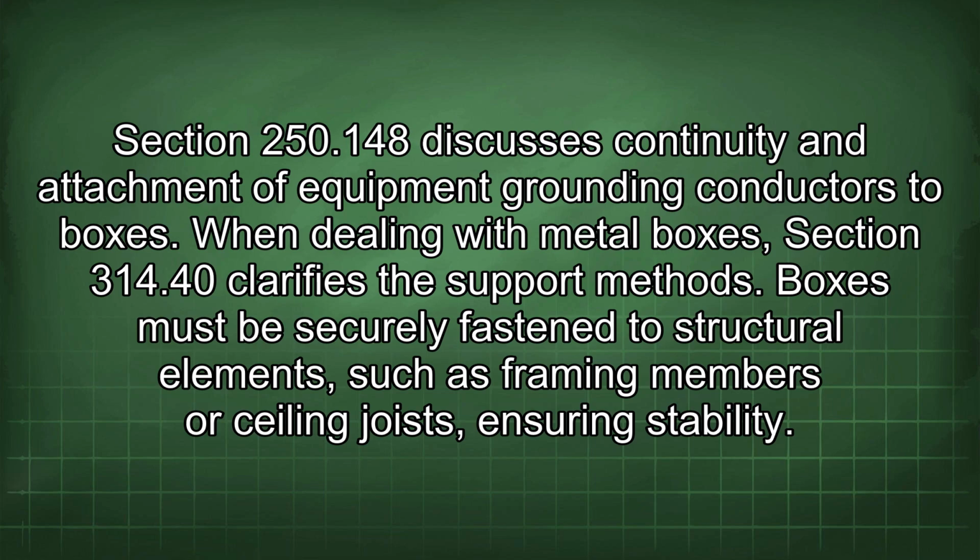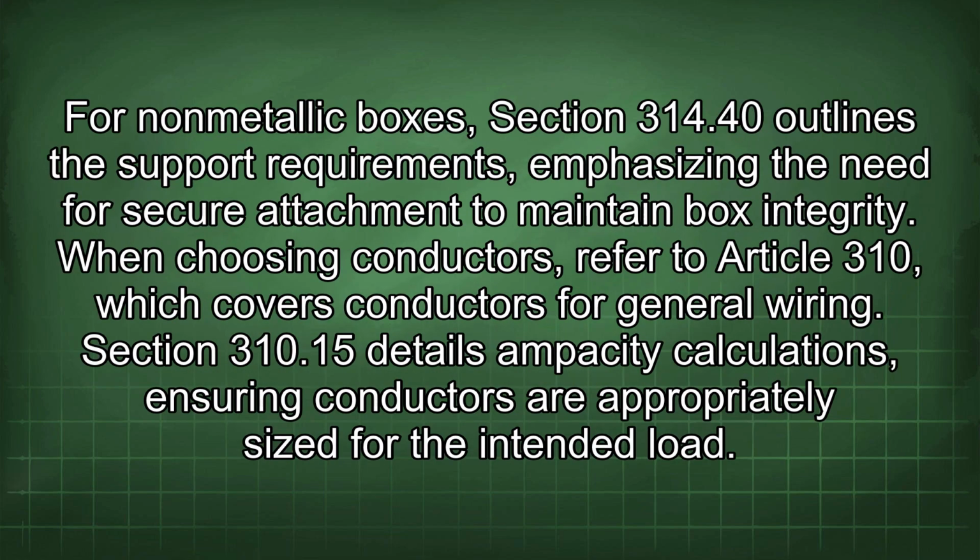When dealing with metal boxes, Section 314.40 clarifies the support methods. Boxes must be securely fastened to structural elements such as framing members or ceiling joists, ensuring stability. For non-metallic boxes, Section 314.40 outlines the support requirements, emphasizing the need for secure attachment to maintain box integrity.